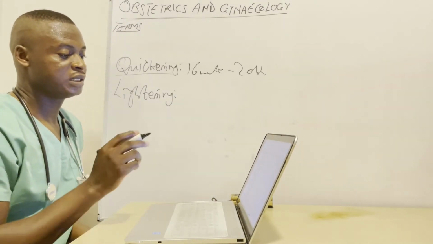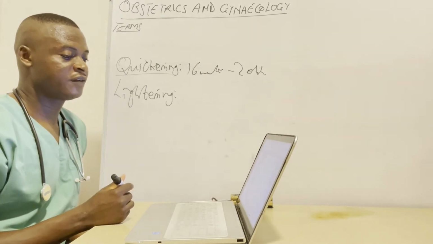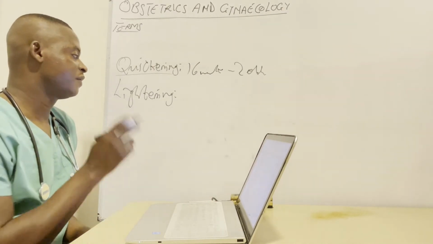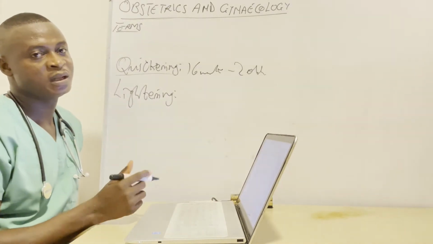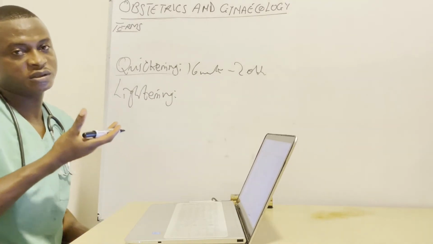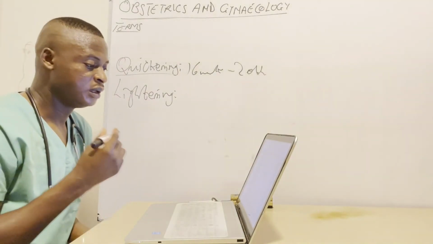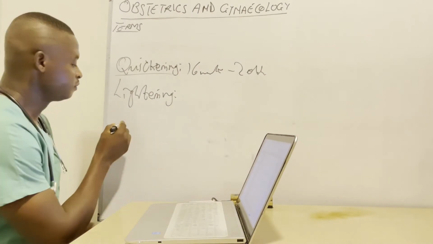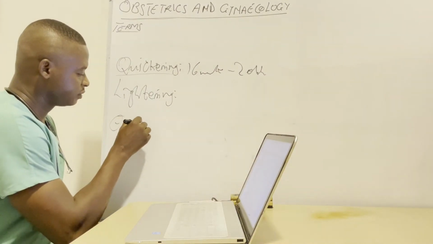Lightening occurs when labor has set in as a result of engagement of the fetal head. So the fetal head will engage in the pelvis. That is what relieves the fundus, and it also relieves pressure from the mother. So that is lightening. Now let's look at what we call engagement.